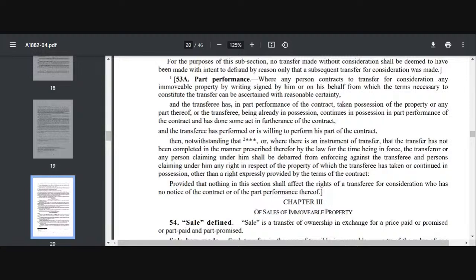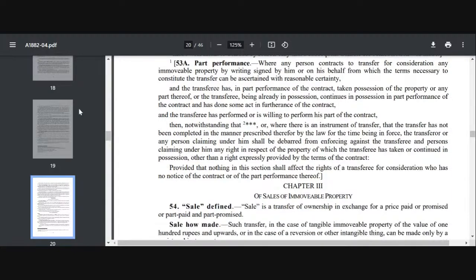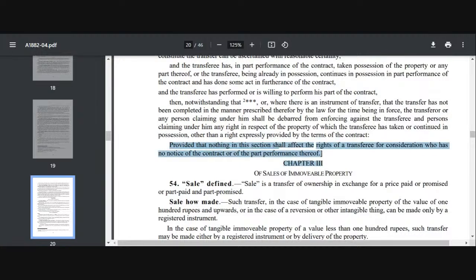So if any transferee is ready to perform the things which are mentioned in the contract, either he has performed his part or he is willing to perform his contract, then you cannot eject him on the ground that the deed is not registered or something, right? So this is to protect the transferee. But there is a proviso also which says that it is not going to affect the right of a transferee for consideration. Okay? There is a proviso also attached with section 53A. तो ये हमने फिनिश करा चैप्टर 2.